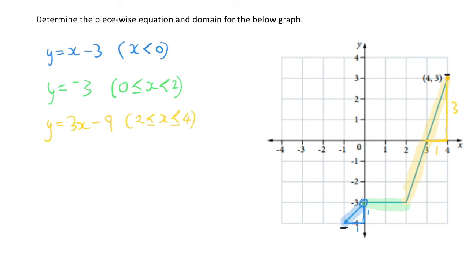So using the piecewise graph, we've worked out what our three equations are going to be, and we've listed the domains. That is an example of how we determine the equations from the graph and also add in the domains for a piecewise graph.